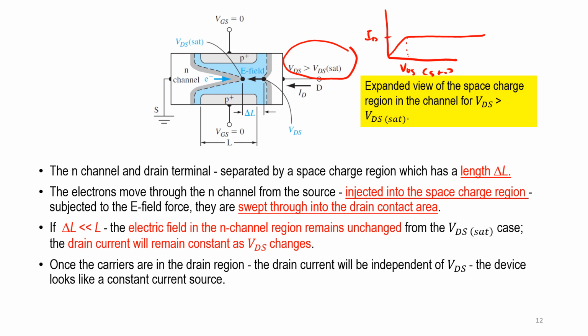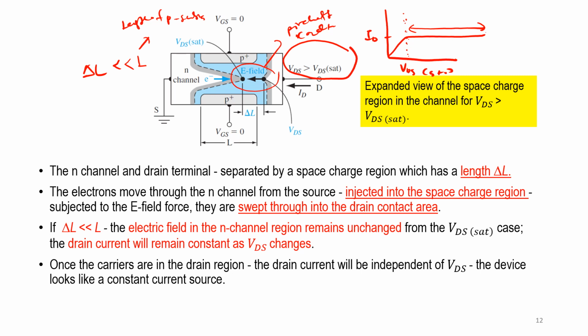So now this is ID. We want to discuss what is happening here because of the delta L, at which the pinch-off condition is achieved, the delta L at which the space charge regions meet together. Delta L is less than L, where L represents the length of the P substrate.